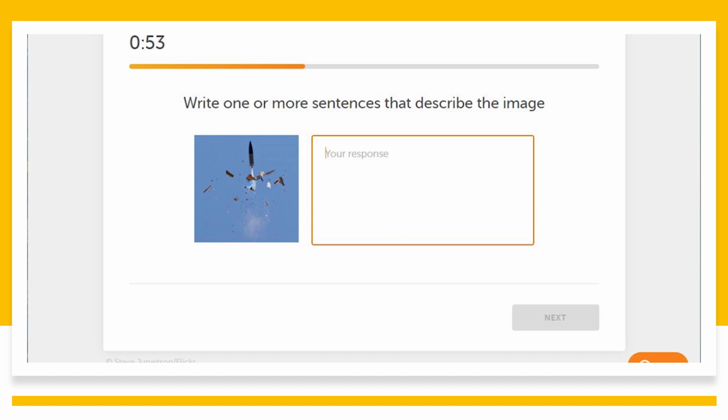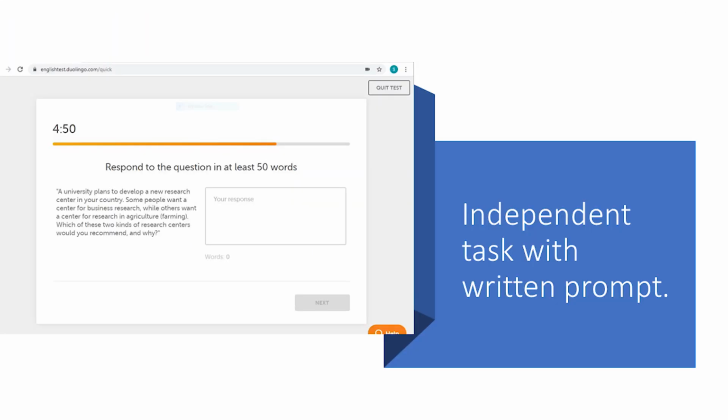Now, I will make a video in which we do some practice on this type of question, but for now, let's move on. Here is an example of an independent task with written prompt. There's also a version of this for speaking. I've talked about this type of prompt once before. If you have more questions about it, I can make another video with more practice. But for now, I want to focus on the other type of written response.